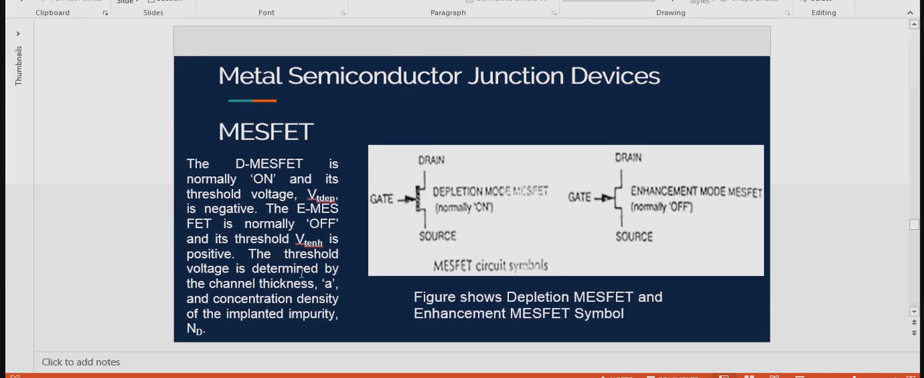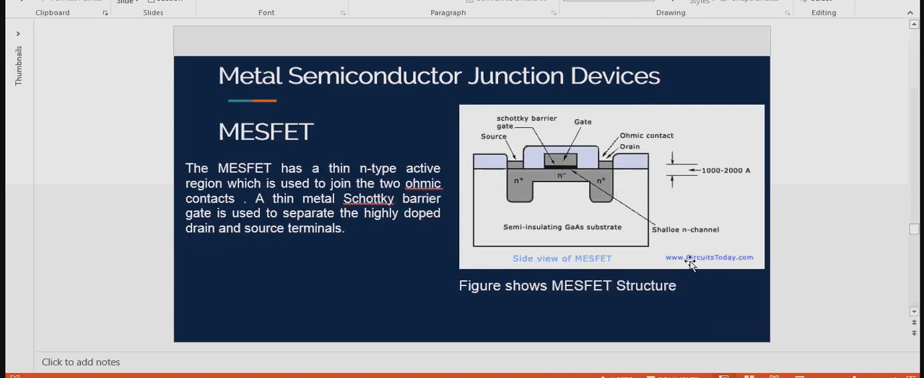The threshold voltage is determined by the channel thickness, that is the N channel or P channel thickness, and the concentration density of the implanted impurity, the amount of impurity added to the transistor during FET manufacturing.